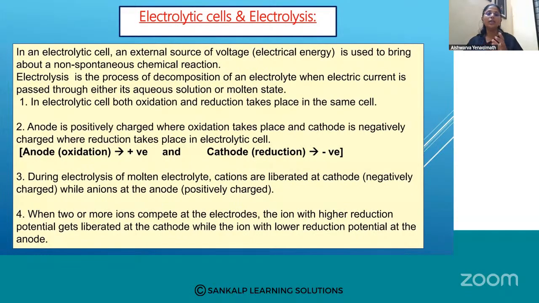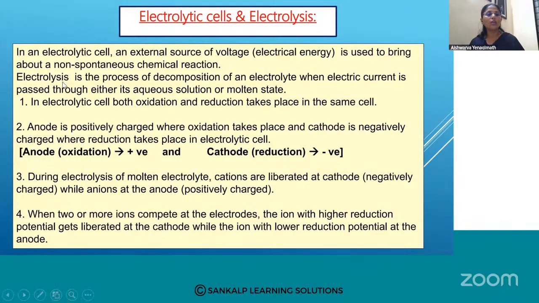So here, that is going to take place in a cell called an electrolytic cell. So let us now understand electrolytic cells. In the electrolytic cell, an external energy source of voltage, that is electrical energy, is used to bring about a non-spontaneous chemical reaction. Electrolysis is a process of what? It is the process of breaking down, the decomposition of an electrolyte using electric current.